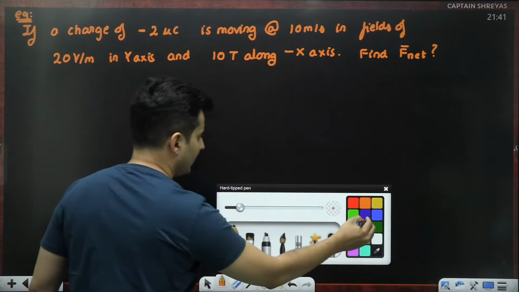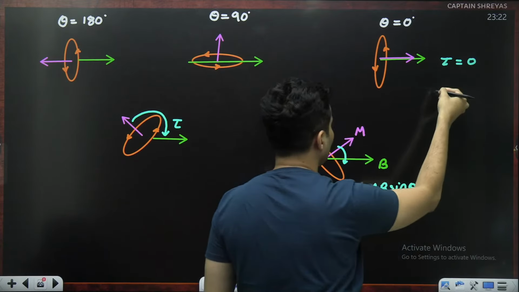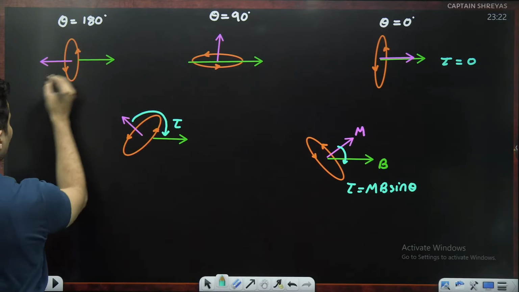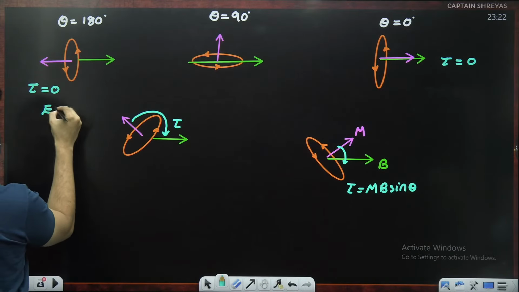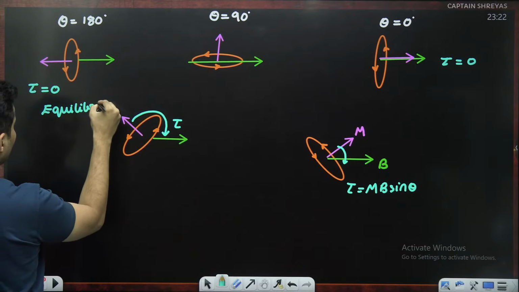So we know torque is mB sine theta, and the torque will always try to bring the magnetic moment towards the field. Even here, the field will try to bring the magnetic moment in this direction. It always tries to bring it over there, and the energy will depend again on the orientation. In this case, theta is 0, so sine 0 is 0. So can you see that the torque is 0, and the force was anyway 0. Here sine 180 is 0, so again the torque is 0. Whenever force and torque are both 0, it is the case of equilibrium. This is definitely equilibrium.